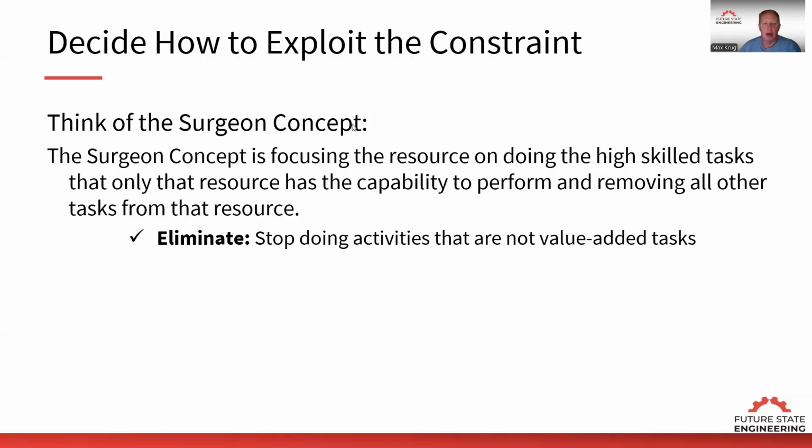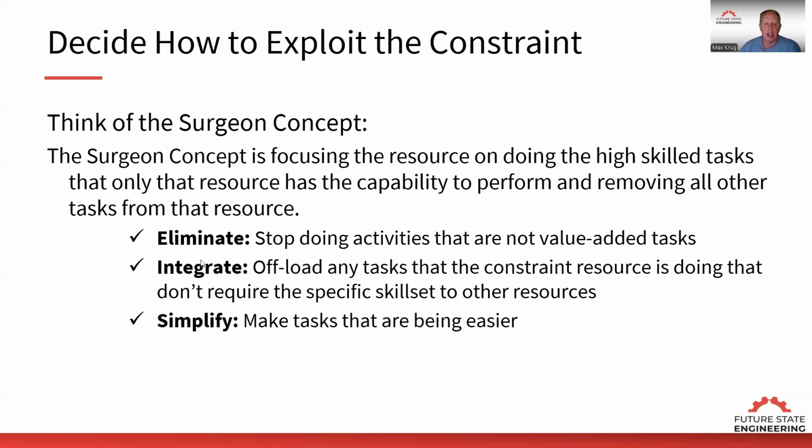So we have a 3-step process. First step is eliminate. So activities that are non-value added tasks, get those off and stop doing those things. Next is integrate. So offload any tasks that that resource is doing that they shouldn't be doing, that don't require the high skill, and have some other resource do that task. And then third is simplify. Can we make the task easier? So those are our 3 steps.